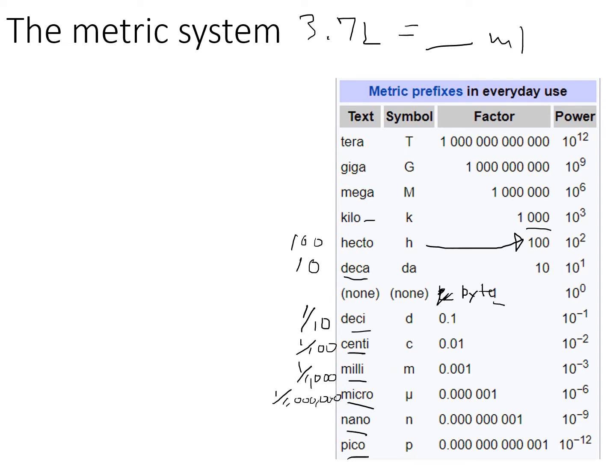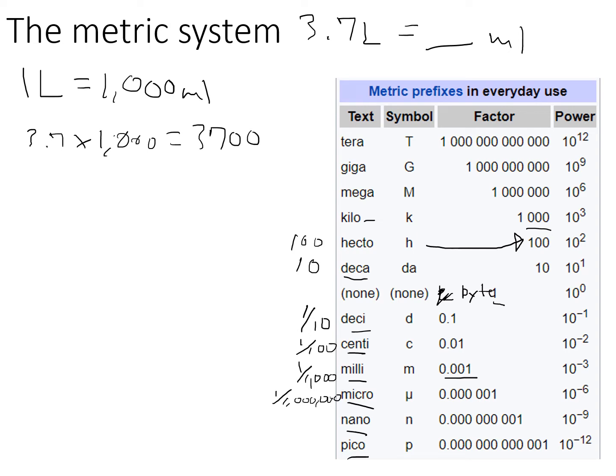Well, it's pretty easy. How should I explain this differently? A milliliter is a thousandth of a liter. So another way of saying that is that 1 liter equals 1,000 milliliters. So again, now that I have these root words memorized, milli means a thousandth. So 3.7 times 1,000 equals 3,700.